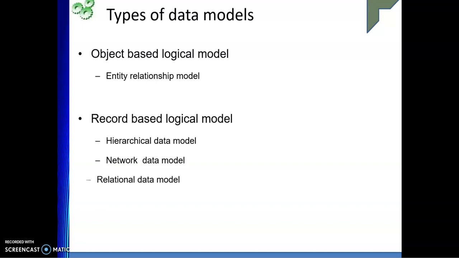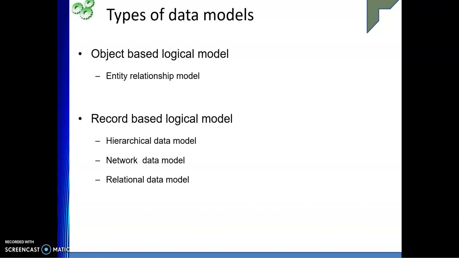So there are different types of data models. Broadly, they are divided into two. One is called the object-based logical model. Under that comes the entity relationship model, which we're going to discuss in more detail in an upcoming session. Next is the record-based logical model. Under the record-based logical model, we have three data models: the hierarchical data model, the network data model, and the relational data model. We'll see them one after another.